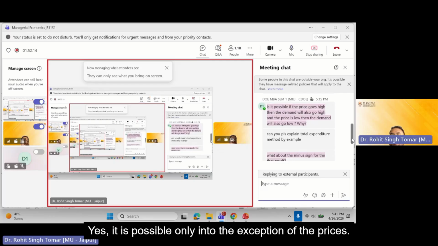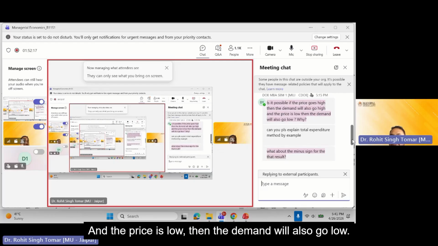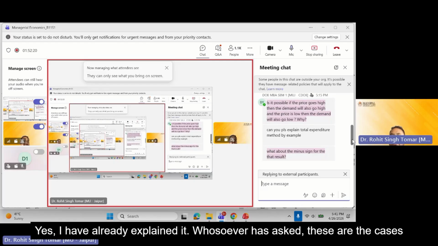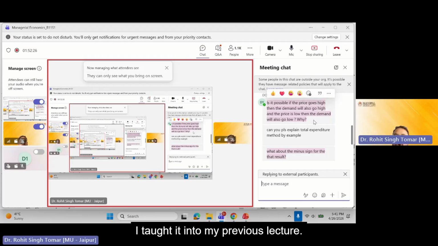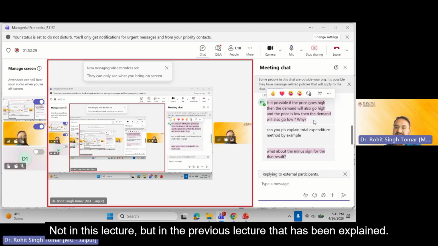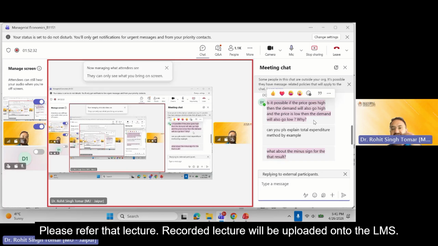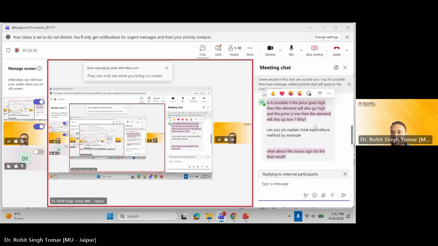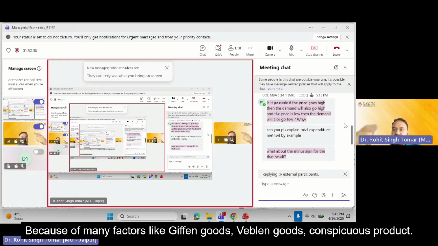Yes, it is possible, only in the exceptions to the law of demand. And if the price is low, then the demand will also go low. Yes, I have already explained it. Whosoever has asked, these are the cases of exceptions to the law of demand. I taught it in the previous lecture, not in this lecture. Please refer to that lecture. The recorded lecture will be uploaded onto the LMS. Because of many factors like Giffen goods, Veblen goods, conspicuous products.